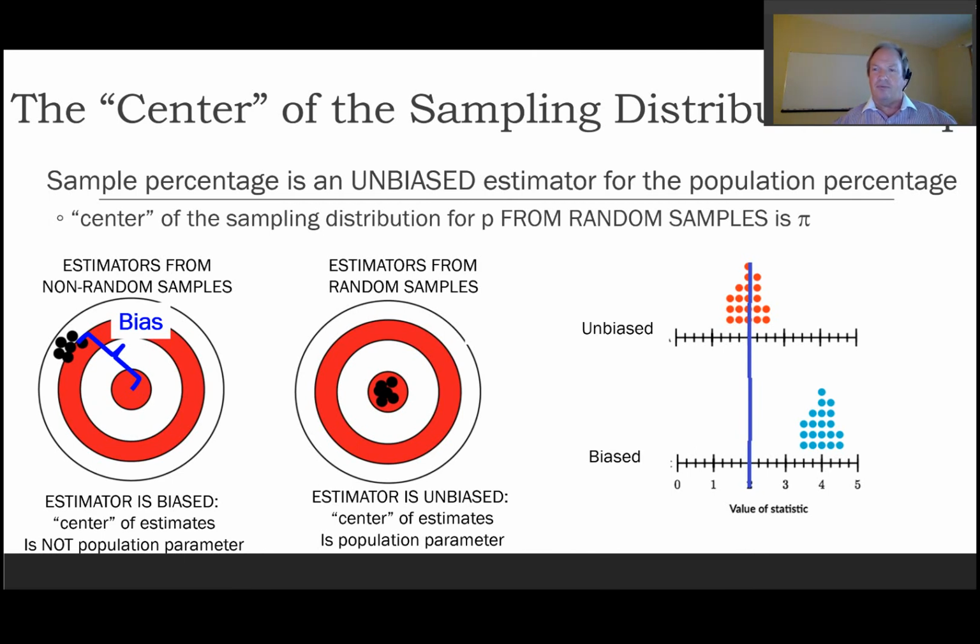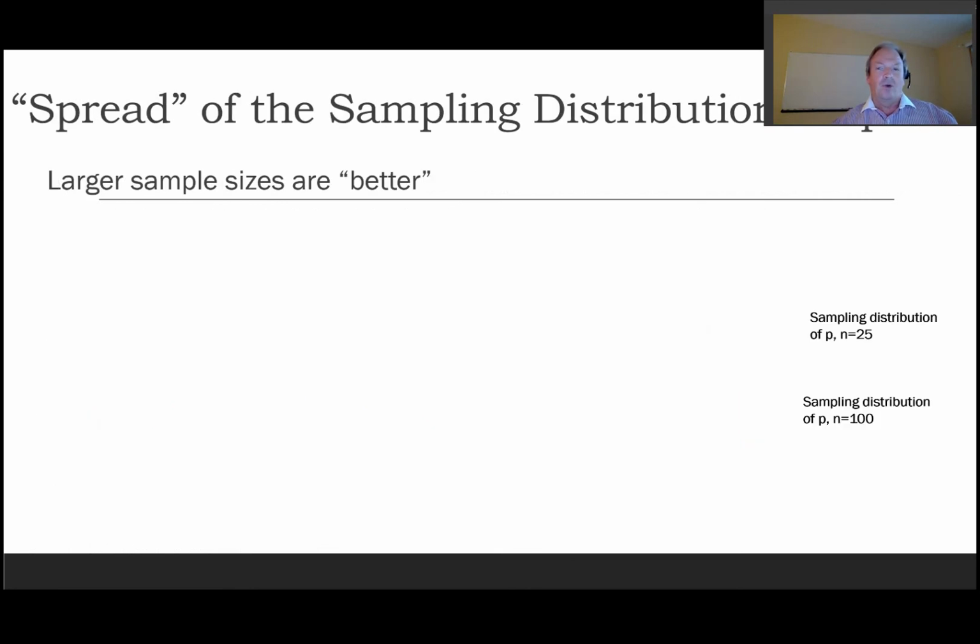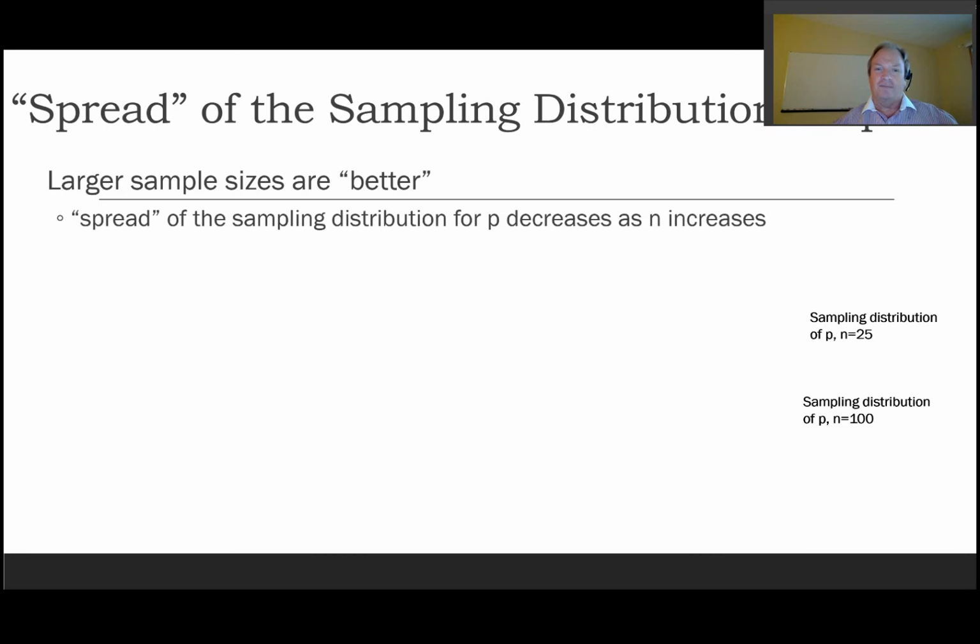What about the spread? And this is the really interesting part. We all know that larger sample sizes are better. I mean, that's something everyone's known since grade school. The question is why? Well, we have in our mind this intuitive notion that as the sample size gets larger, the estimates become more precise. They become more tightly clustered around the parameter value, and they can't go as far away.